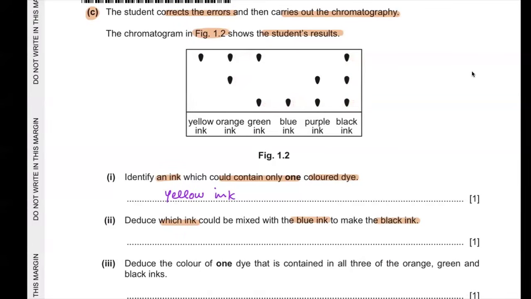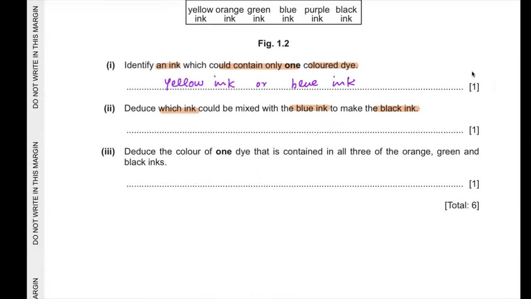Yes, Miral, very good. So see, not just yellow ink, they ask to identify an ink which could have only one color dye. So see, they are asking for an ink. So it can be blue, it can be yellow, because both have one spot. So both can be the answer. Is this clear? Yes, you can write. You can write blue ink or you can write yellow ink. Both are correct.